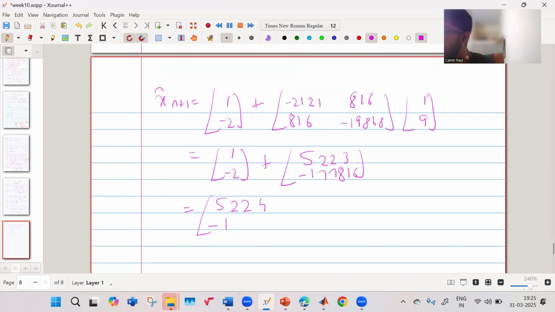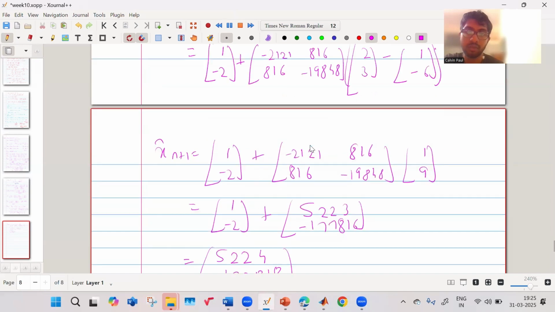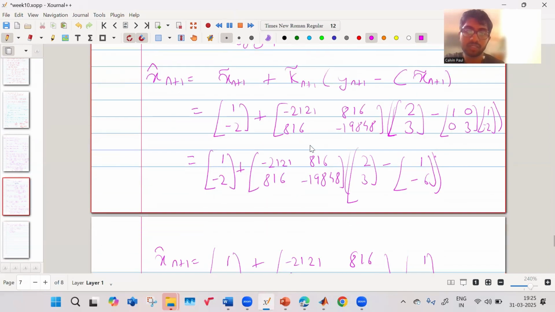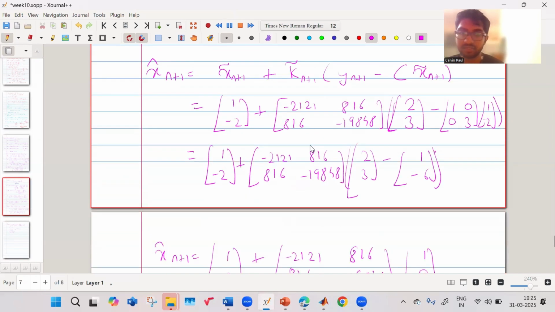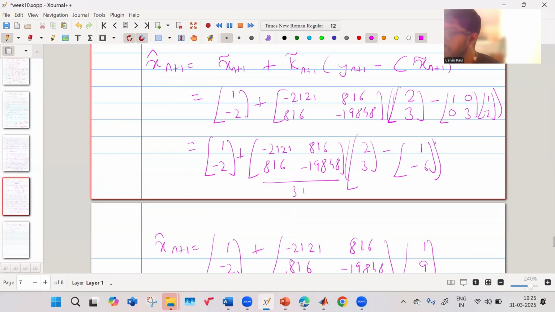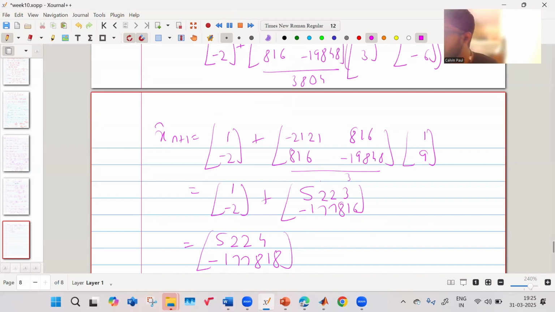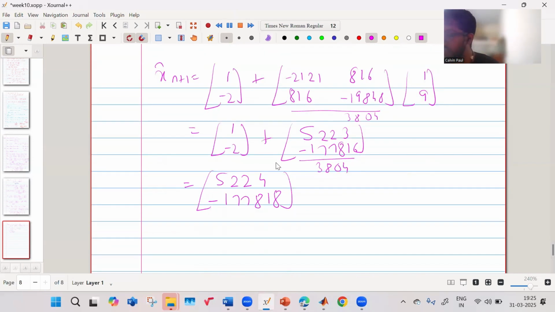So our new predicted state is given by 5224 minus 177818. Sir, I think you have missed that determinant in the denominator. Oh, okay, yes, yes. So, big things. Yes, that is divided by 3804. So this also will be divided by 3804. That is why the state changed so rapidly.